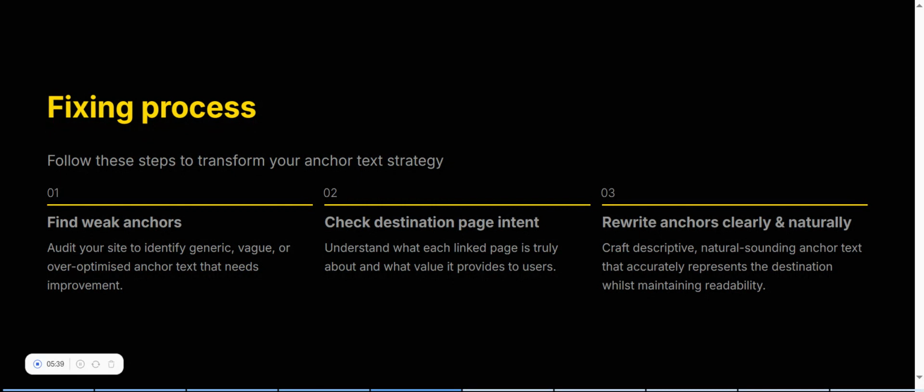Now, you need to check the intent of the destination page. Are you taking us to an about page? Are you showing us a service that you want us to sign for? This needs to be identified. And then lastly, you need to rewrite your anchors clearly and naturally. You need to craft descriptive, natural sounding anchor text that accurately represents the destination while maintaining readability. SEO is a balance. You cannot leave one thing for the other.